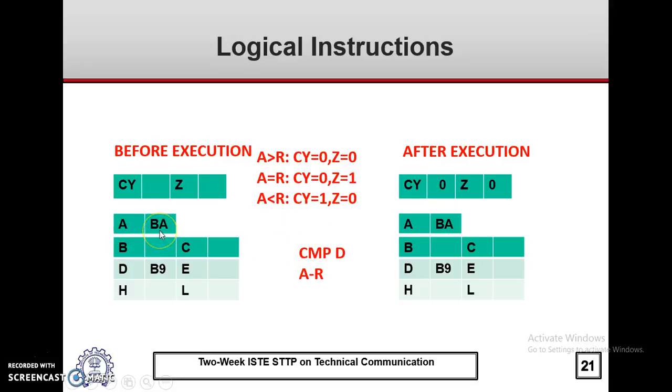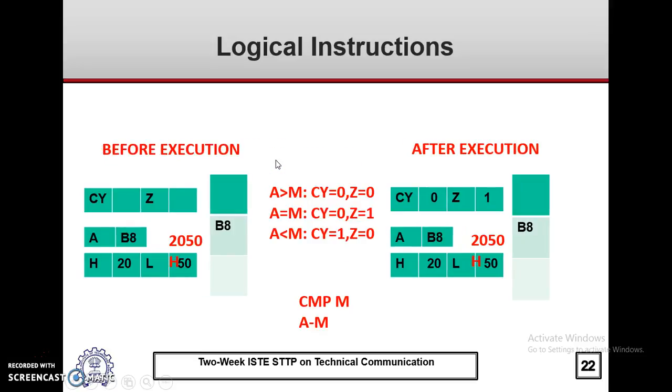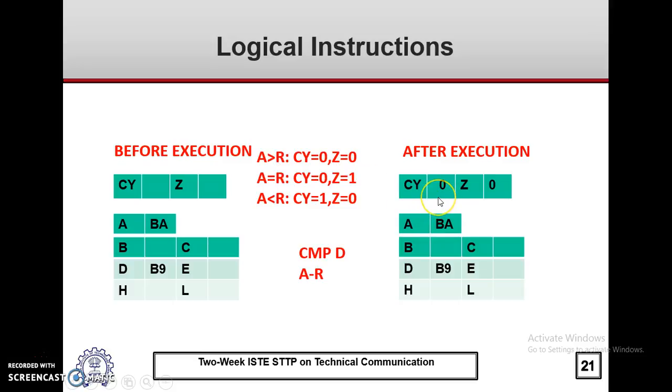Content of accumulator is BA, content of register D is B9. So BA is greater than B9. So the content of the accumulator is greater than the content of the register. So this one is the status. Carry flag will remain 0 and zero flag is also 0.